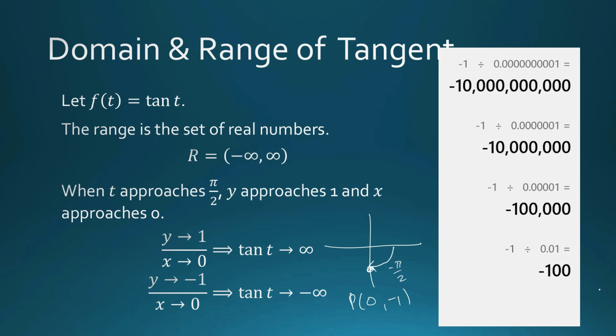As x approaches 0 and our y is negative, in the fourth quadrant, y is negative, x is positive. The value of tangent of t goes on to negative infinity. It decreases without bound. And so the range of tangent of t is the set of real numbers. It's from negative infinity to positive infinity. That is equivalent to the set of real numbers.